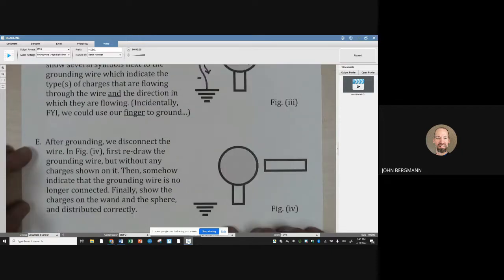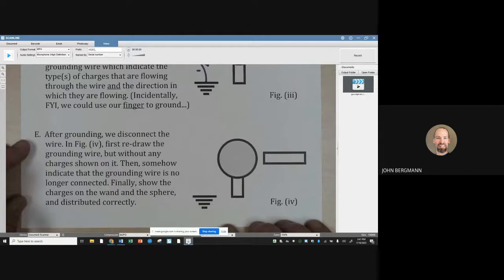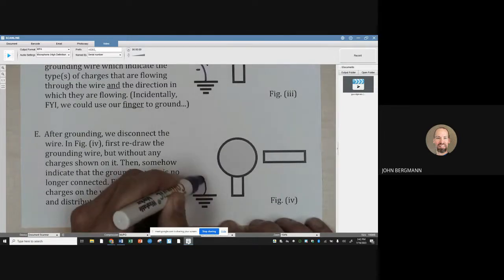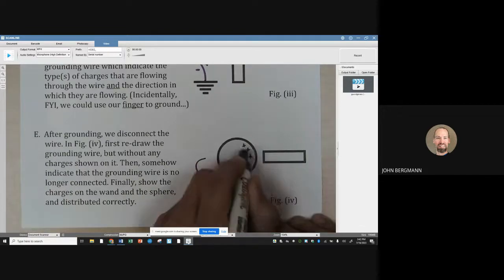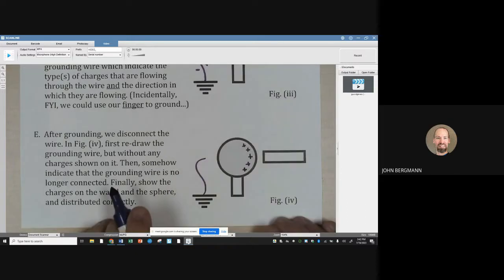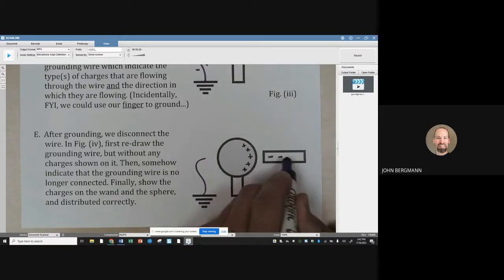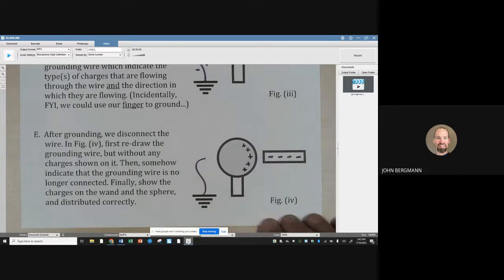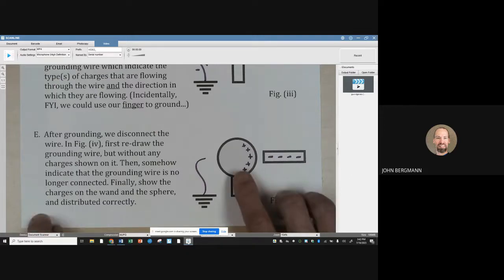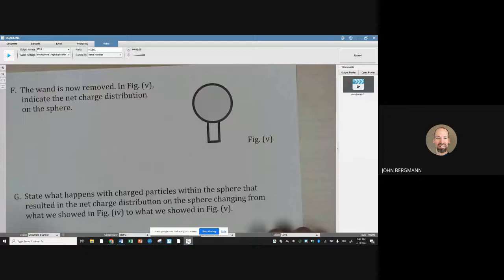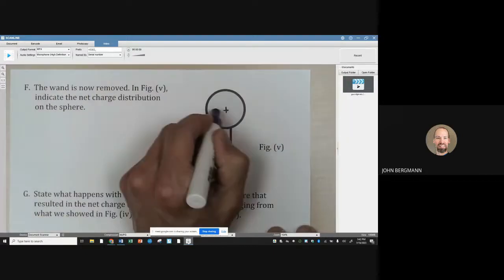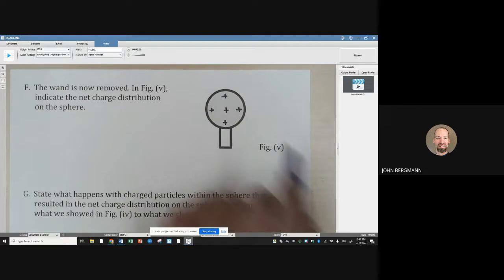Now we're going to disconnect the wire. Let's redraw the grounding wire without any charges on it, and we're going to show that it's disconnected now. And what has happened? Well, what's happened is some of the negatives that were on the sphere have gone to ground. They've left. And so, in effect, we end up with a net positive on this sphere. And those positives are directed a little bit to the right there because they're still attracted to this wand. And now, when we remove the wand, the net positive charge spreads out uniformly like so.